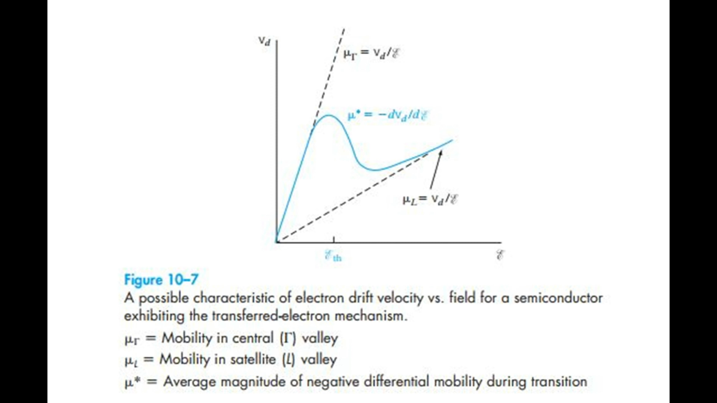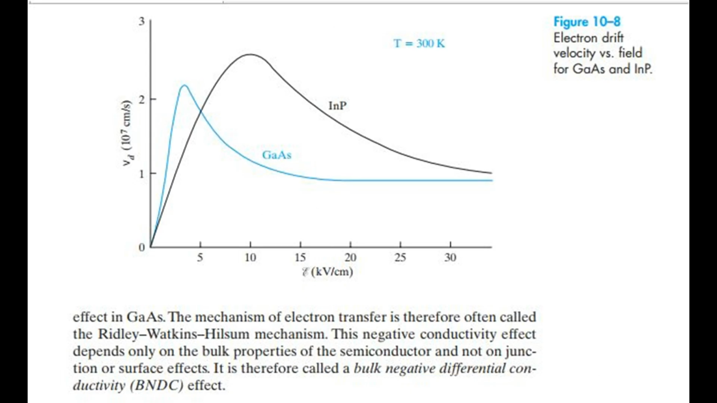Figure 10.7. A possible characteristic of electron drift velocity versus field for a semiconductor exhibiting the transferred electron mechanism. μ equal mobility in central valley. μL equal mobility in satellite L valley. μ** equal average magnitude of negative differential mobility during transition. Figure 10.8. Electron drift velocity versus field for gallium arsenide and indium phosphide.